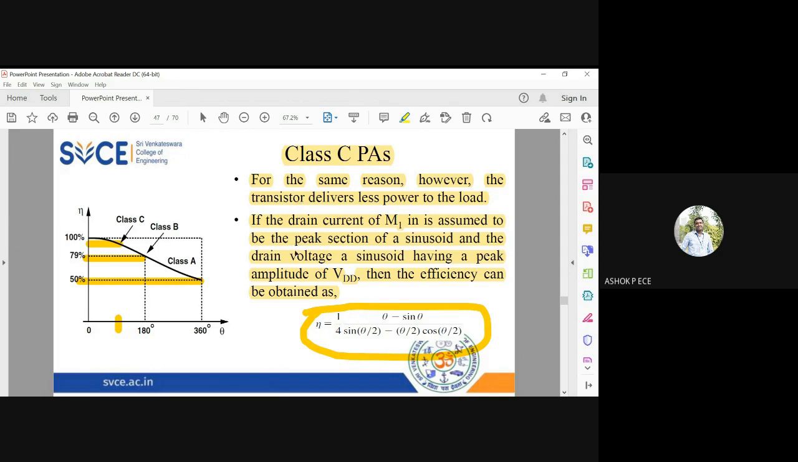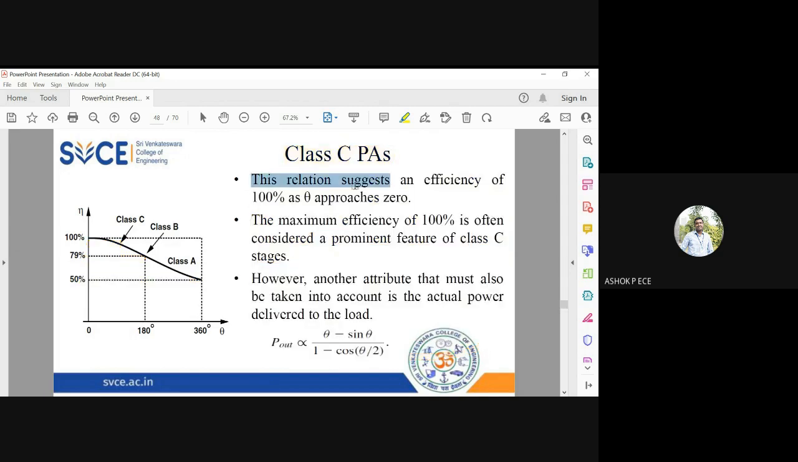Eta will be very, very high. So this relation suggests an efficiency of 100%. When the transistor is not conducting, you will have an efficiency of 100, which is going to be the case of class C. In class C power amplifier, the efficiency is going to be 100%. And output is low. Output power depends on the conduction angle theta.